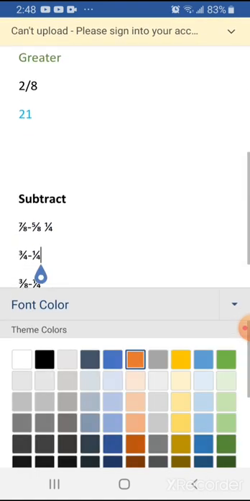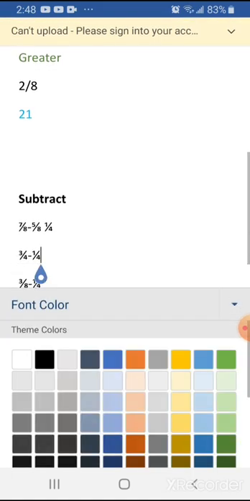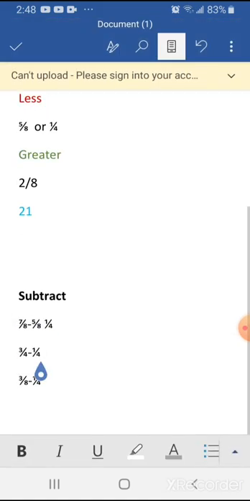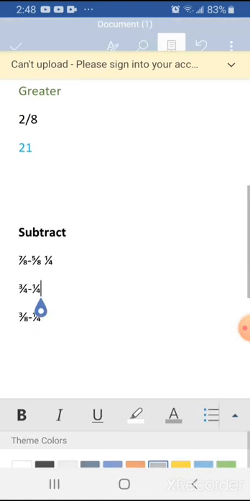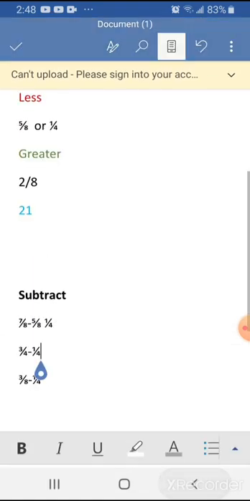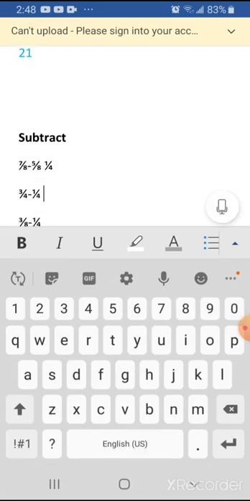Where's my chat? I already have one chat. Why can't I chat? Not what I want. Stop letting me chat. Anyway, then once you take away, you get 2 quarters, which can be simplified into 1/2.